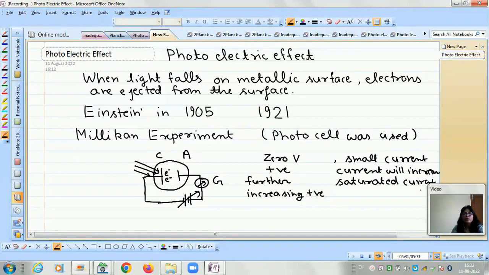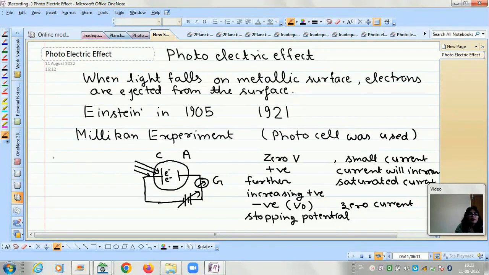And now if we apply the potential in the negative direction, means if we apply negative potential to the anode, then the flow of the current will get stopped, and the amount of the voltage at which the current totally stops, that is known as the stopping potential. And we will get zero current.